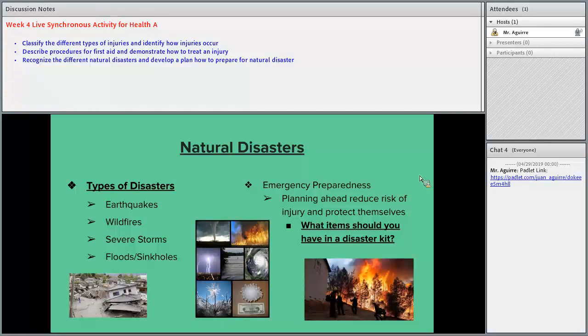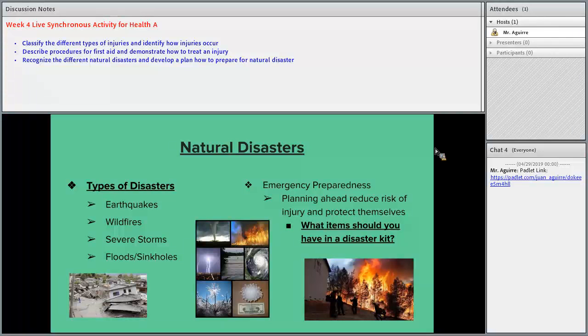Think about that. Floods and sinkholes. Now with sinkholes, not happened as much, but it can happen. Floods, during the monsoon season, I can see the floods happening. We've seen it on television during the news. It's happened. Now with natural disasters, we have emergency preparedness. All right, we're planning ahead, reducing the risk of injury and protecting yourselves as well.